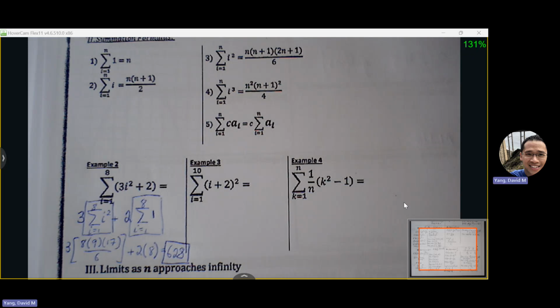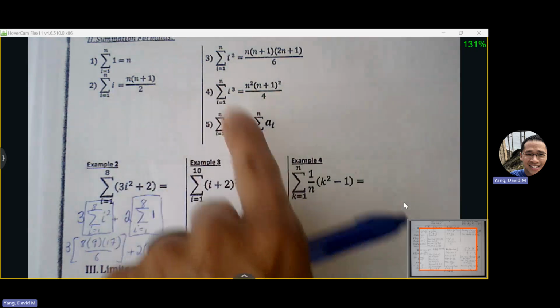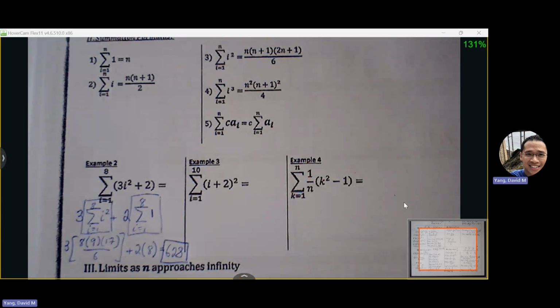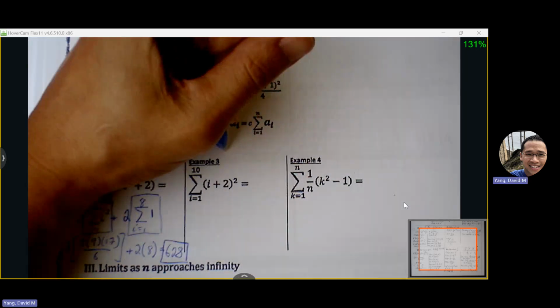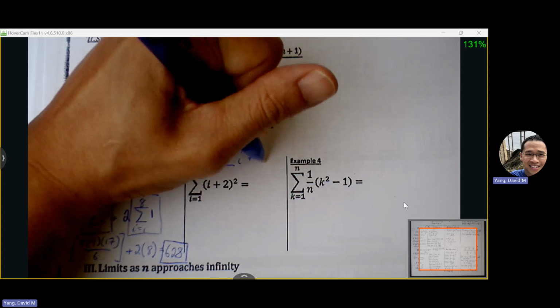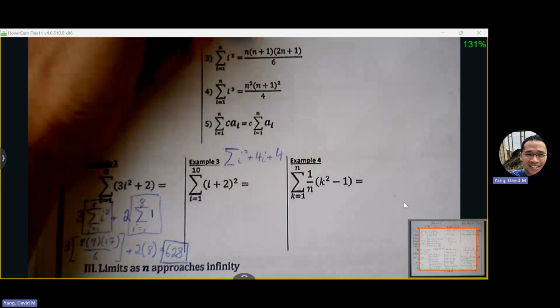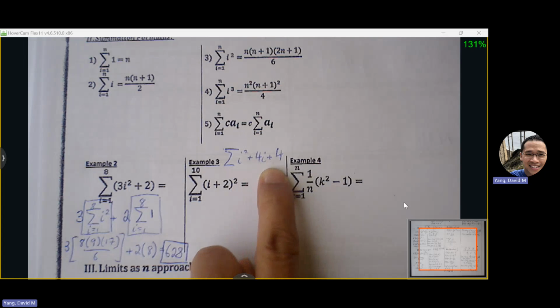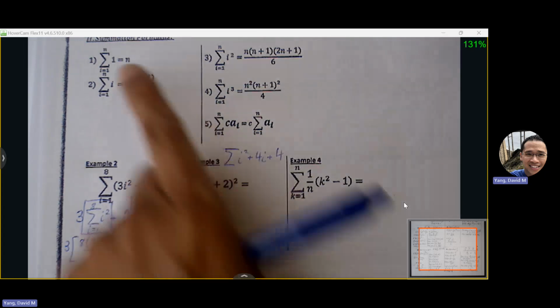For example 3, we would like to apply the summation rules, but that parentheses squared is kind of getting in the way. So we're going to FOIL this out. Once we get them all separated, then we can start matching the rules that we can use. So we can think of this as summation of i squared plus 4i plus 4. And then we can separate each and let each have its own rule that we can apply.